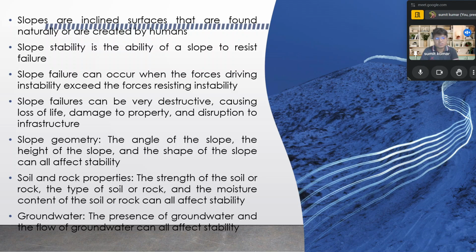If the resisting force which tries to protect that specific cross section is more, then there is no chance that the slope gets failed. And when we move further, we say that the slope failure can be very destructive, causing the loss of life, damage to property, and disruption to the infrastructure. When we talk about the slope geometry, the angle of the slope, the height of the slope, and the shape of the slope can all affect the stability in one way or another.